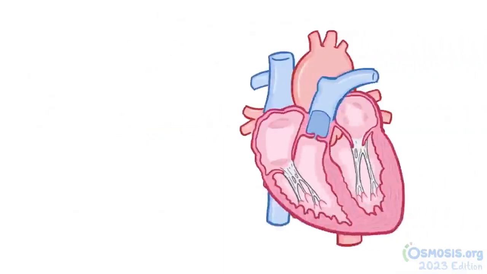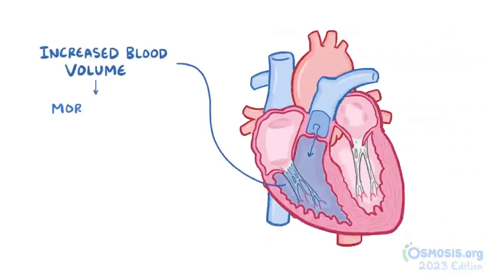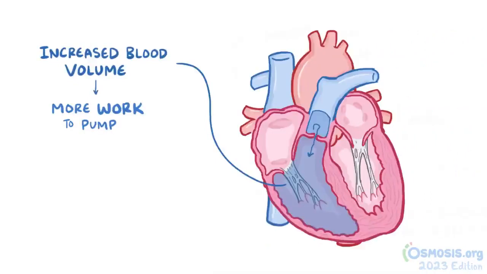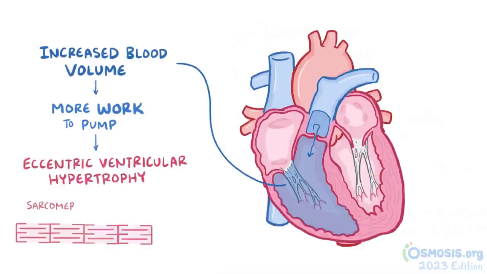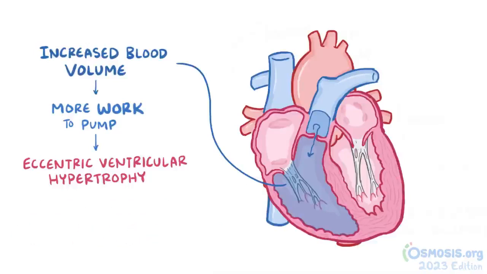The backflow of blood increases the right ventricular blood volume, and this therefore increases the amount of work that the right ventricle has to do during systole. So over time again, the right ventricle grows larger, a process this time called eccentric ventricular hypertrophy. In this situation, new sarcomeres are added in series to existing ones. This compensation works for a little while, but eventually the right ventricle might not be able to keep up, and this can again lead to right-sided heart failure.